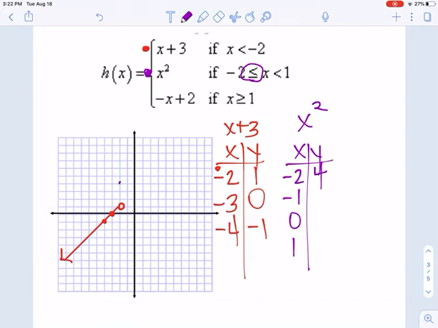Okay, -2 has equality, so we can put a closed circle there. 1 does not have equality, so I'm going to remind myself that that's going to need an open circle. Okay, when we plug in -1 to x squared, we would get 1. When we plug in 0, we get 0. And when we plug in 1, we get 1.